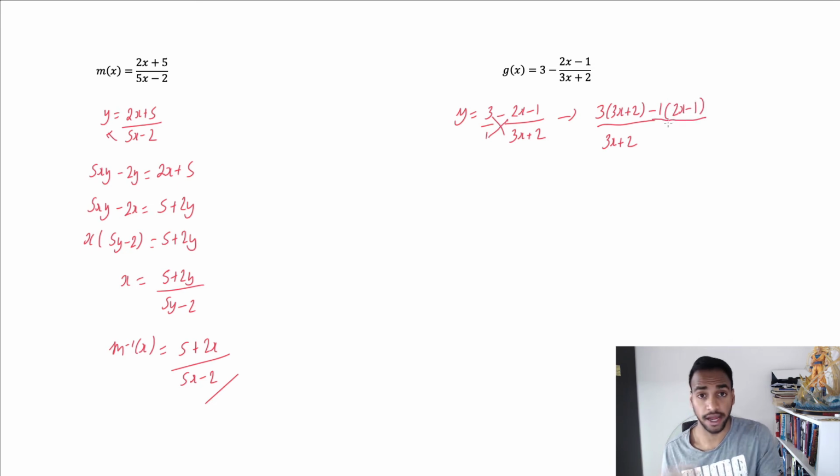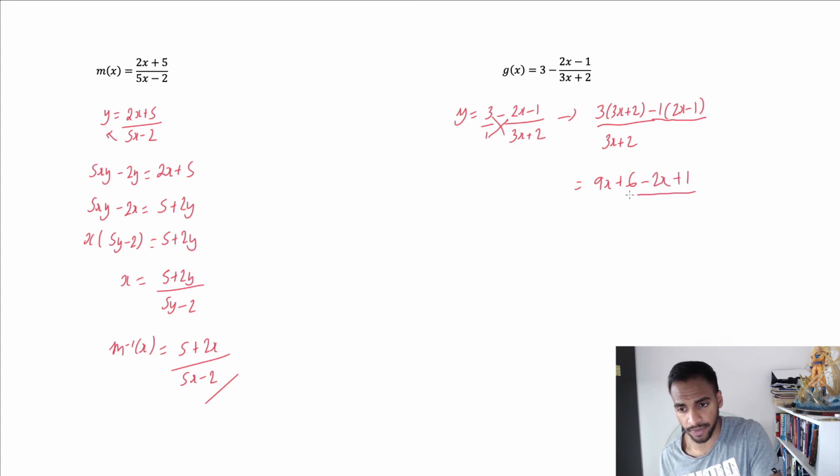Okay, right, and now we're going to expand this. So we're going to have 9x plus 6, and then minus 1 times 2x is minus 2x, and then minus 1 times minus 1 plus 1. Be careful on the minuses. Over 3x plus 2, right? Remember, that's y equals. So if we simplify this, we're going to have y equals 9x minus 2x is 7x. And then 6 plus 1, 7 over 3x plus 2.